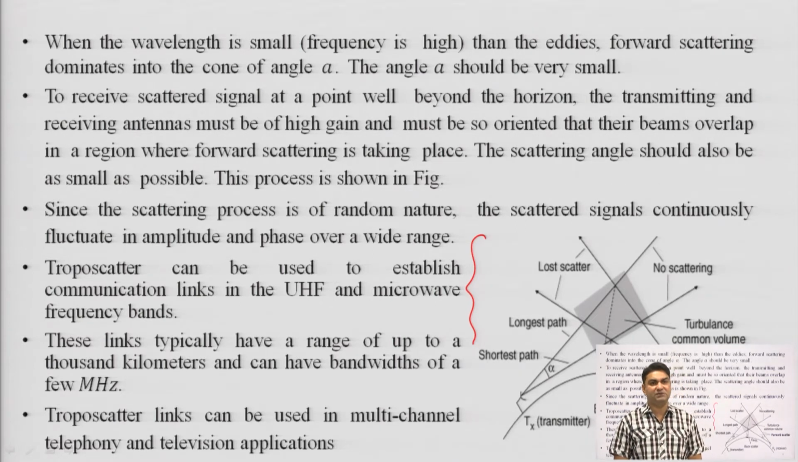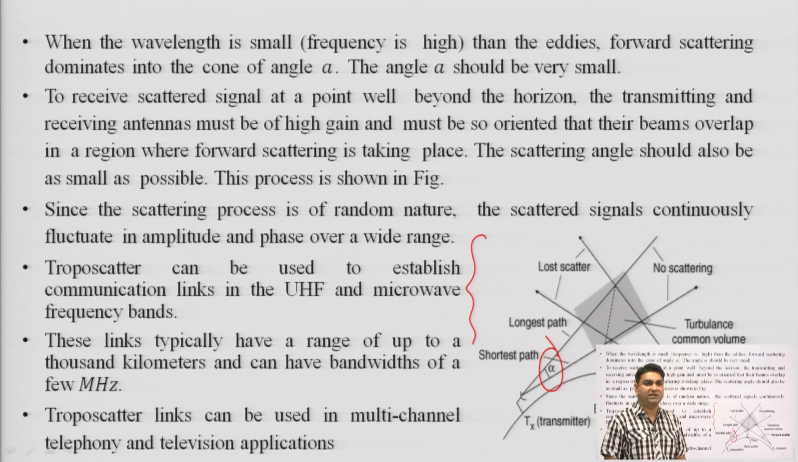When the wavelength is small and the frequency is very high, then forward scattering from the eddies dominates into the cones of angle alpha, and this angle alpha should be very small. This particular angle is important to achieve tropospheric scattering propagation. Since the scattering process is random in nature, the scattered signals continuously fluctuate in amplitude and phase over a wide range of frequencies.